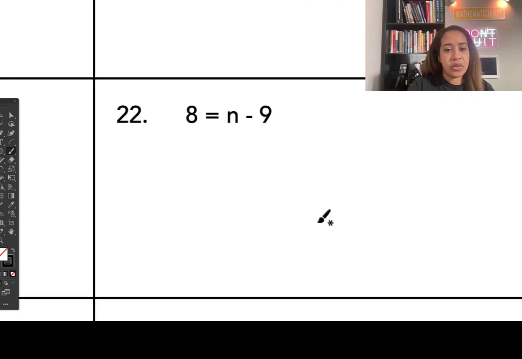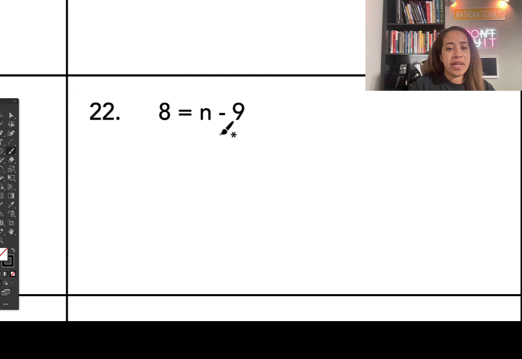Here is number 22. Always find your variable and pay attention to the sign that you see. We see subtraction, and the opposite of subtraction is addition. We will add 9 to both sides of the equal sign. Now we have n all by itself on the right side, and on the left side, 8 plus 9 gives us a final answer of 17.